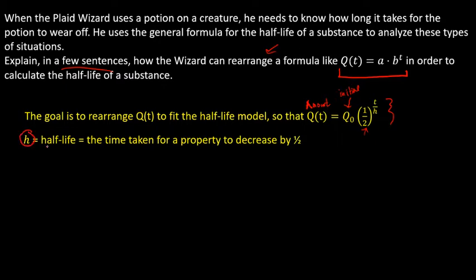And remember that half-life, this H that we're trying to figure out, is the time taken for a property to decrease by 1/2. So in this case, that property is the concentration of the potion, how long it takes the potion to wear off. At what point is the potion 50% worn off? All right. And then look at the way that each of these corresponds to each other. So we've got this Q of T. In this case, A represents Q sub 0, or the initial amount. 1/2 is representing B. But how are we going from T to T over H? Think about the exponent rules that they show you and that they use to rearrange functions to fit half-life models.